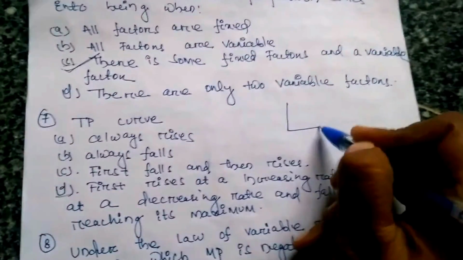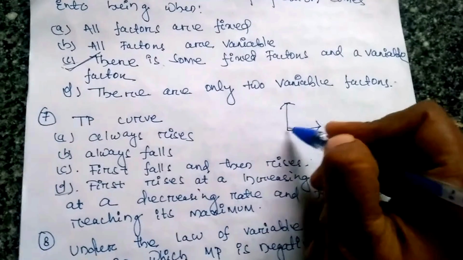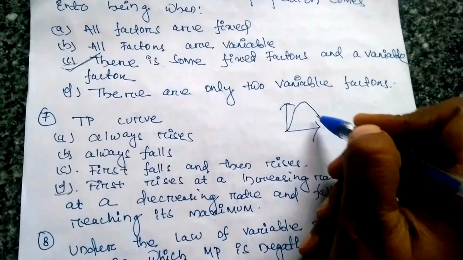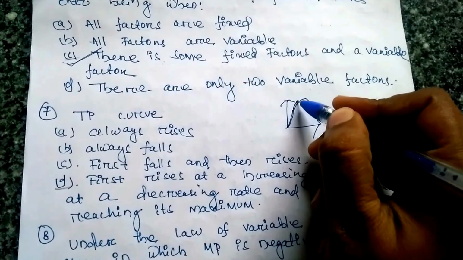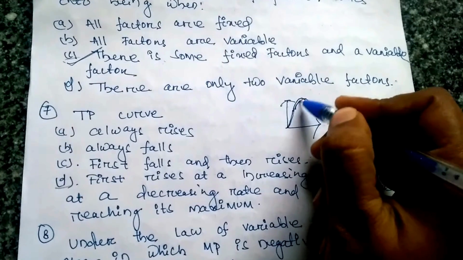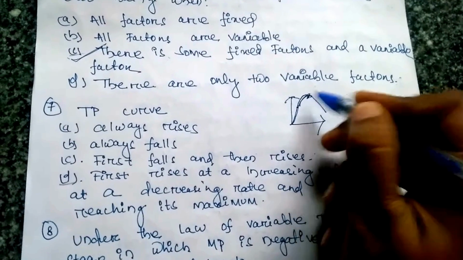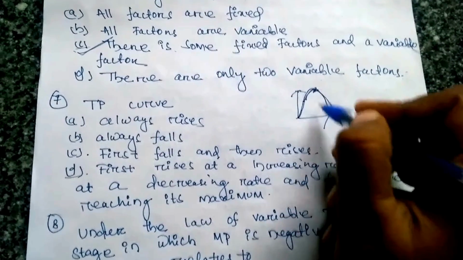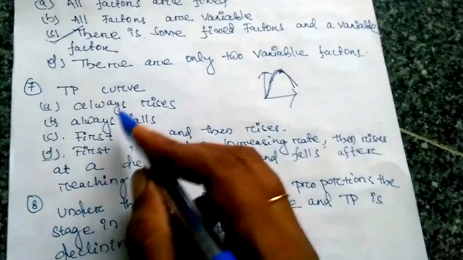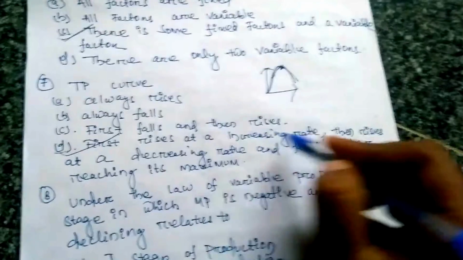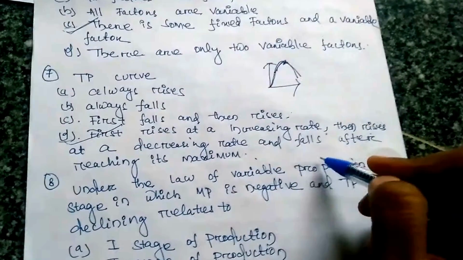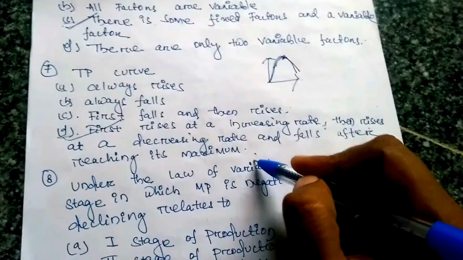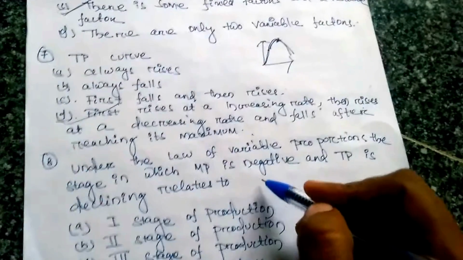TP curve is. Just remember the diagram. This is the TP curve. First it is increasing at an increasing rate. From here it is increasing at a decreasing rate. It becomes maximum, then starts falling. So you have to know that the TP curve first rises at an increasing rate, then rises at a decreasing rate, and falls after reaching its maximum.